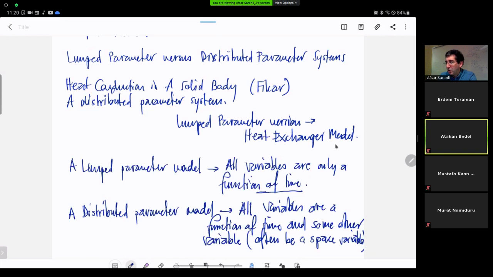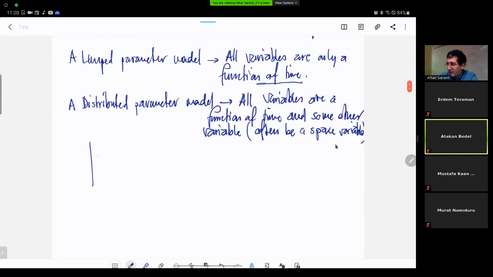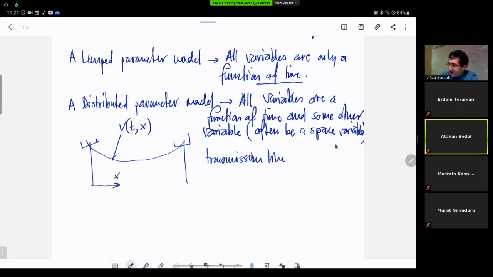Okay? So, for example, in a transmission line, okay, a transmission line, you have a voltage, but a voltage is a function of time and x. So meaning that this is your x-axis, let's say.